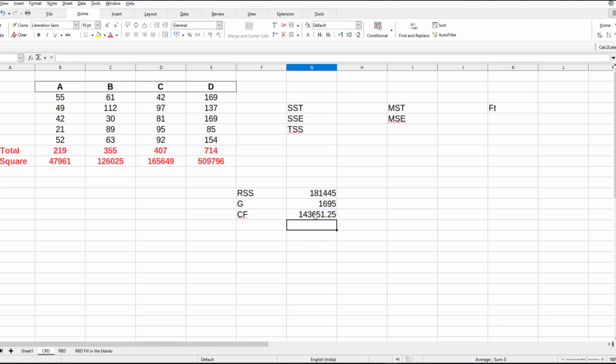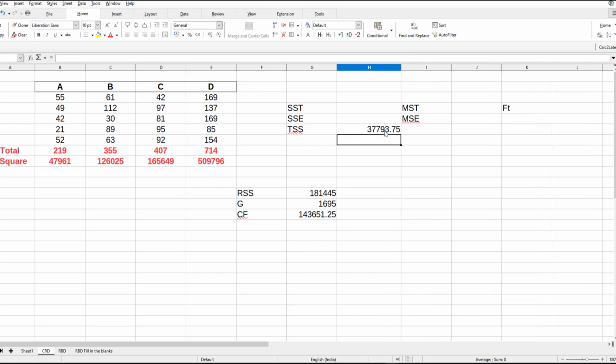So what is the correction factor? Correction factor is 143651.25. So we got the correction factor. So what is SST? Sorry, first we calculate TSS, that is total sum of square. Now I said total sum of square is RSS minus correction factor, which is equal to 37793.75, right? So that is TSS.